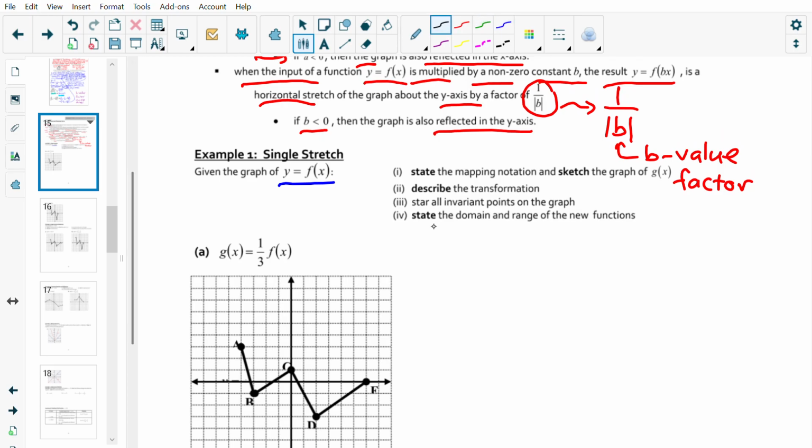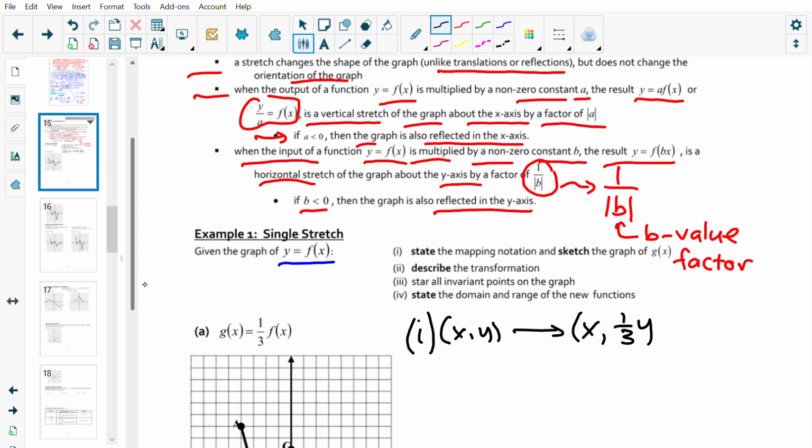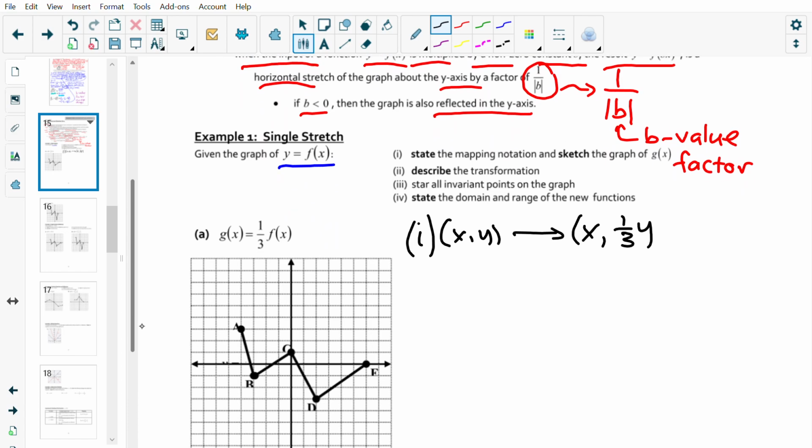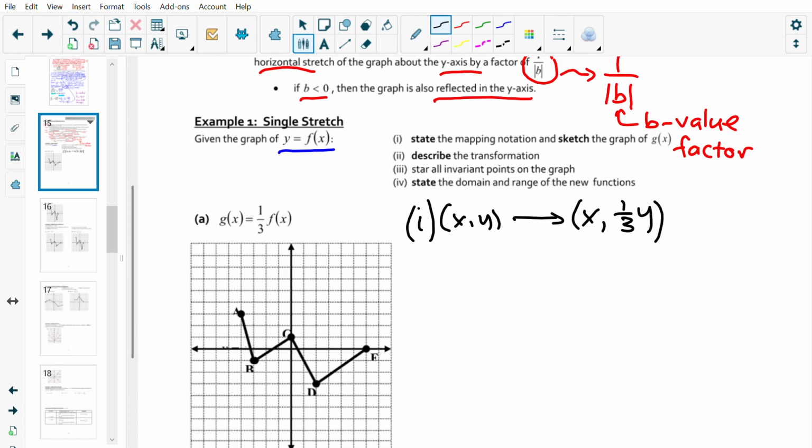So I have x, y, and I'm mapping it to x, 1/3 y. Okay, I'm going to plot these points, or at least write them down, and I'll show you how they change. -4, 3. So I'm just reading the points off of A, B, C, D, and E.